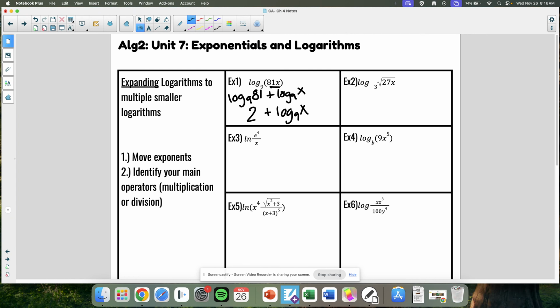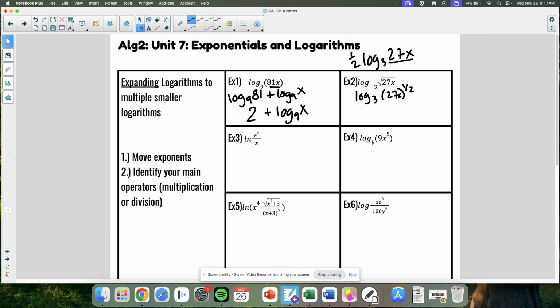All right, next one. That radical is really an exponent. What exponent is a square root? What did you say? Close. 1/2. What's underneath that radical? The 27, the x, or both of them? Both of them. So when you rewrite this, it is on both of them. So the 27 and the x are both underneath, so they both have that exponent. Where can that 1/2 be moved to? The front. To the front. So 1/2 log base 3 of 27x.